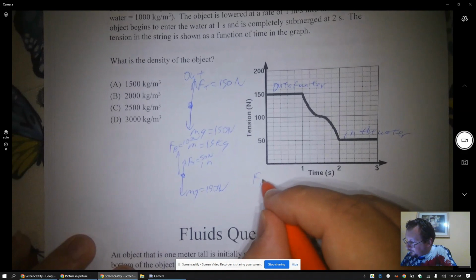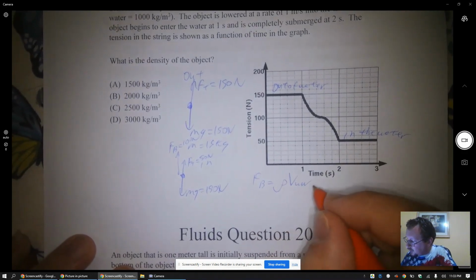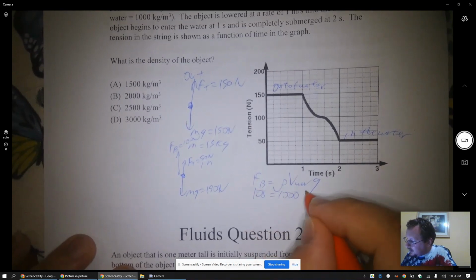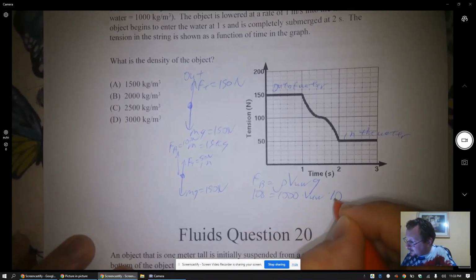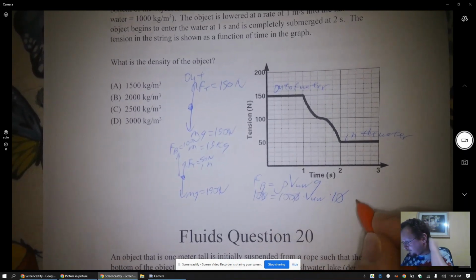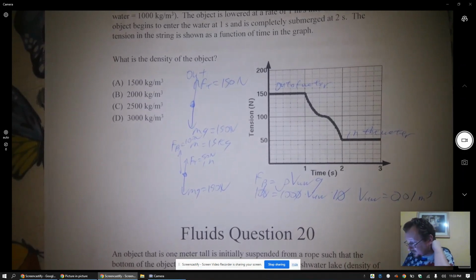Now, what is the force of buoyancy? The force of buoyancy is density times the volume under the water, which at this point is all of it, times gravity. So that's going to be 100 equals 1,000 times v underwater times 10. So that's going to be a volume under the water of 0.01 meters cubed. That's 10 liters, in case you're wondering.